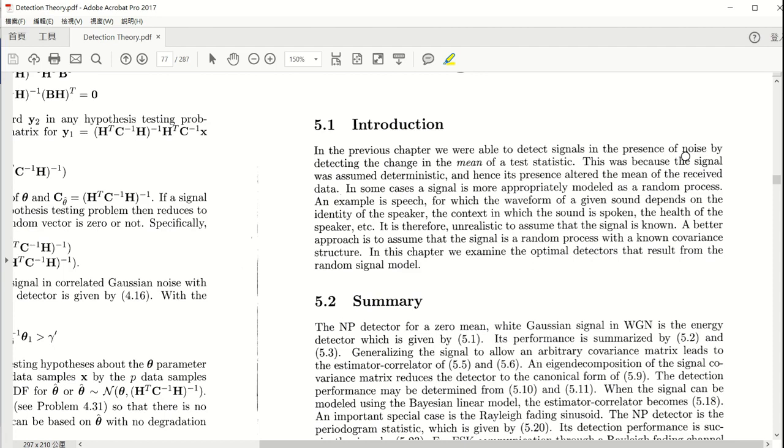In the previous chapter, we were able to detect signals in the presence of noise by detecting the change in the mean of a test statistic. This is because the signal was assumed deterministic and also known.